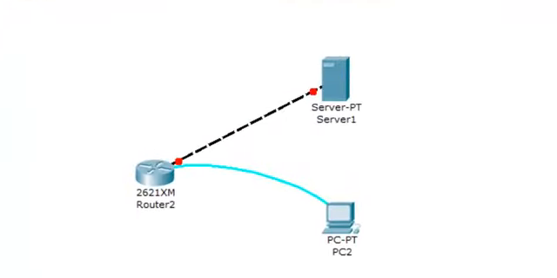This is Shan. In this video I'll show you how to install IOS in the Cisco router using Packet Tracer. This is the Cisco router. This is a PC connected with the console port, and this is the TFTP server where the IOS is installed already.